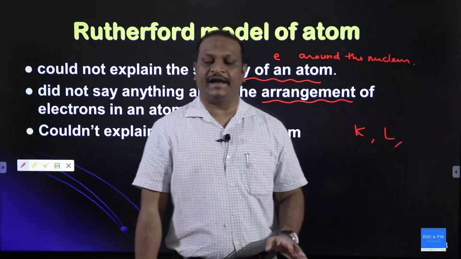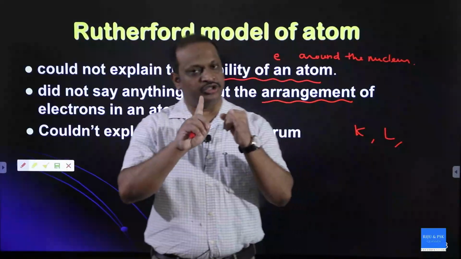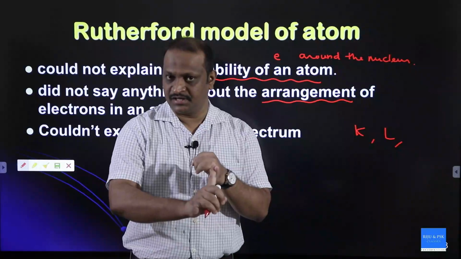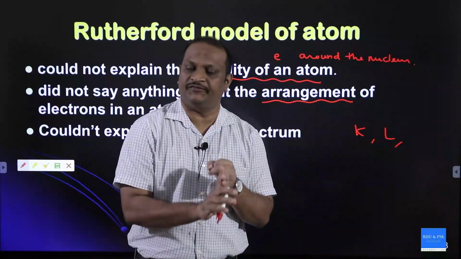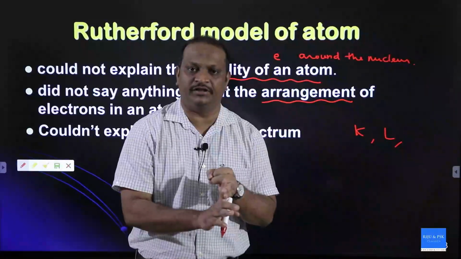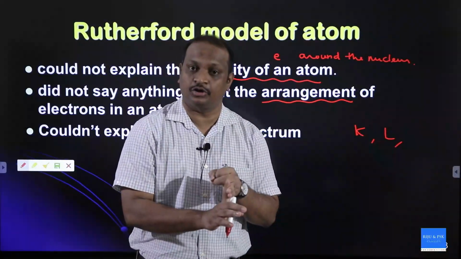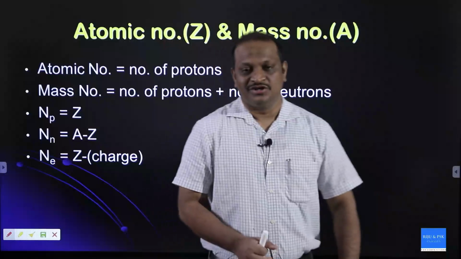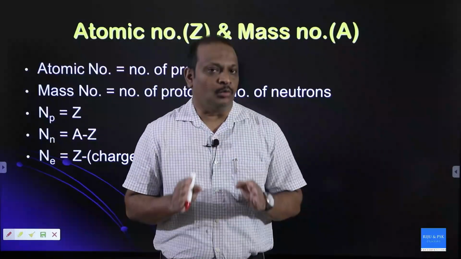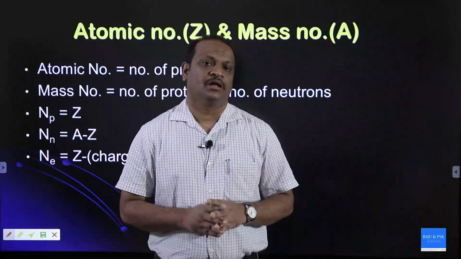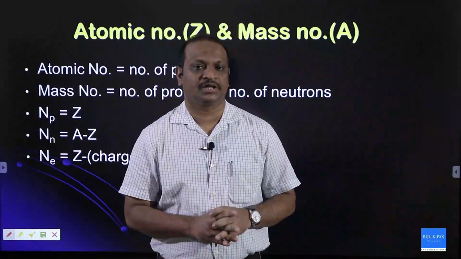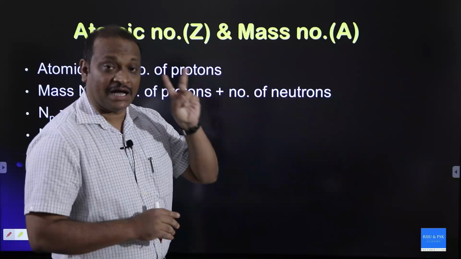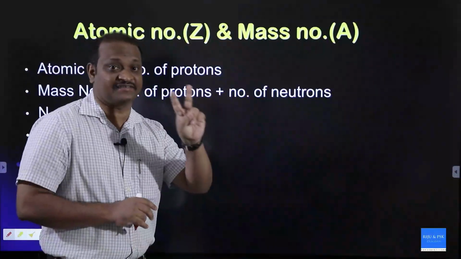So all of you please mind here. We discussed the Rutherford model of the atom, and we spoke about the drawbacks of this concept. I hope that all of you are familiar with it. So let's go with the next topic. Okay, all of you. The next point we need to study is atomic number and mass number. See these two terms, atomic number and mass number.